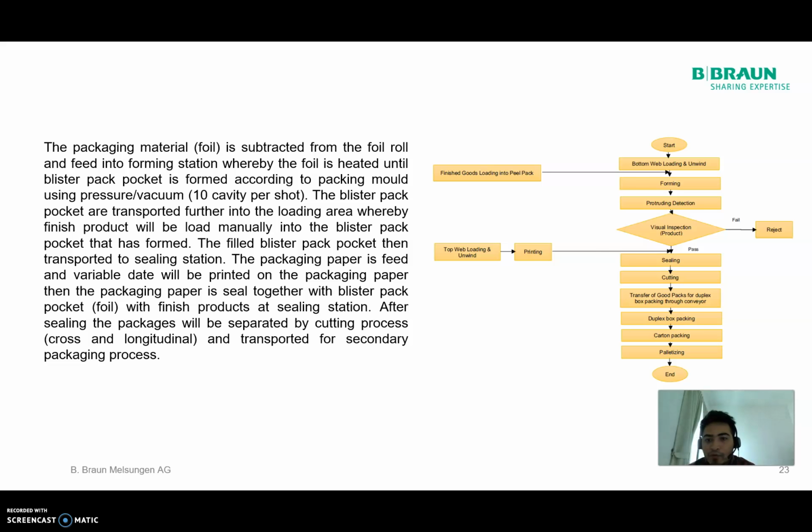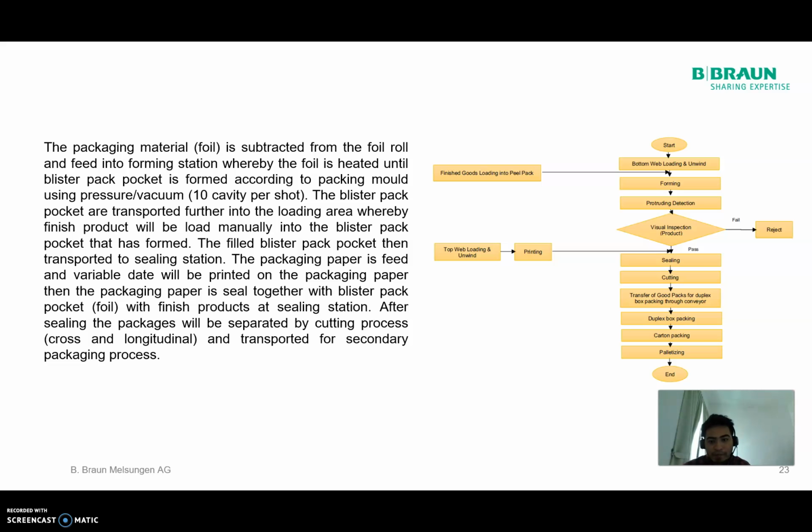The packaging material foil is extracted from the foil roll and fed into the forming station, whereby the foil is heated until the blister pack pocket is formed according to the packing mold, using pressure and vacuum, with 10 cavities per shot. The blister pack pocket is then transported further into the loading area, whereby finished product will be loaded manually into the blister pack pocket that has been formed. The filled blister pack pocket is then transported to the sealing section.